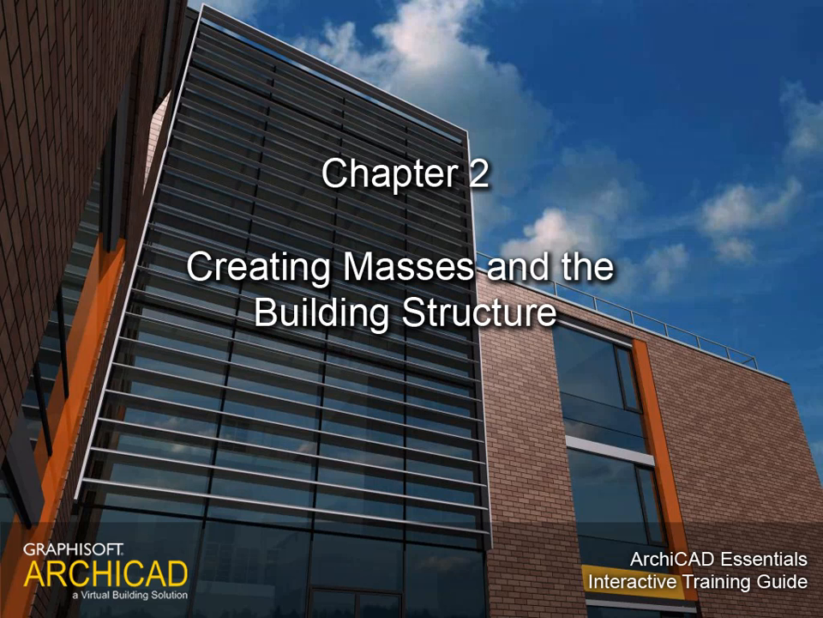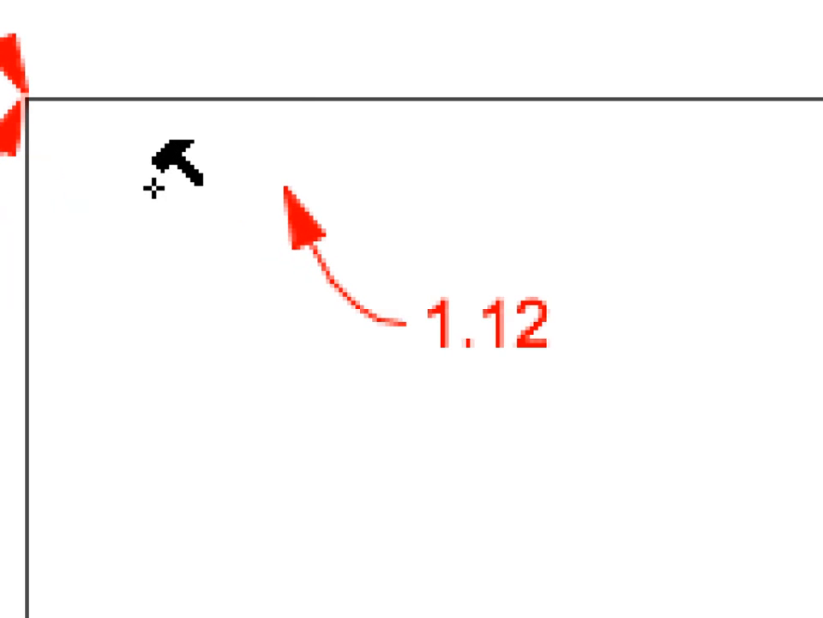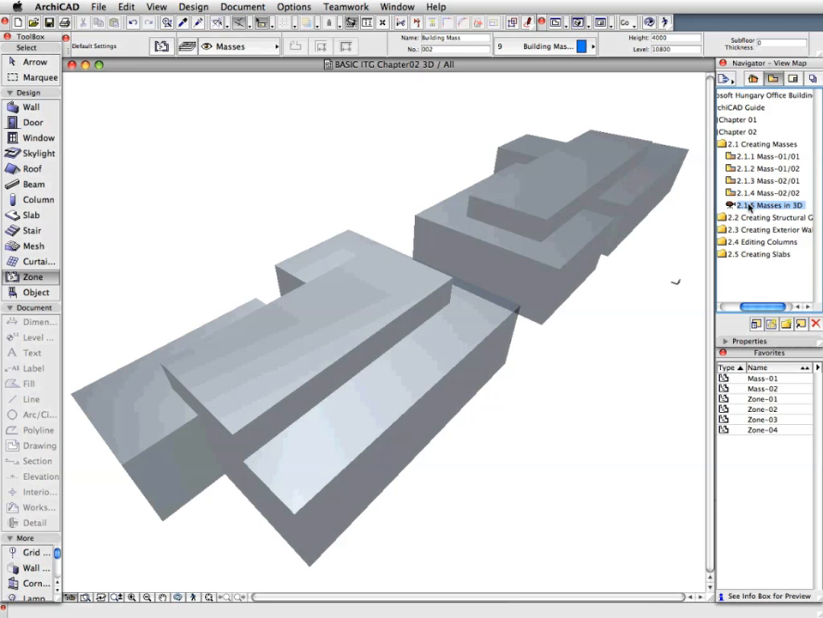Chapter 2. Creating Masses and the Building Structure. In this chapter, we'll start building the office building. First, we will create the main masses of the building.